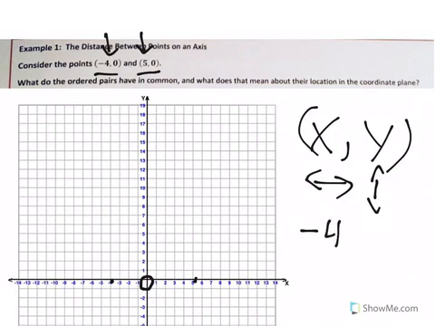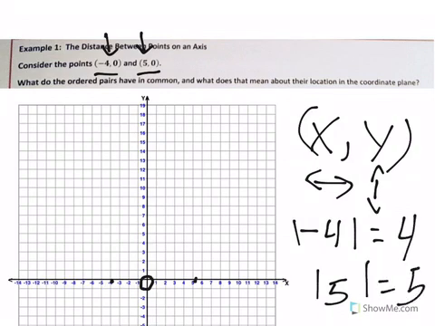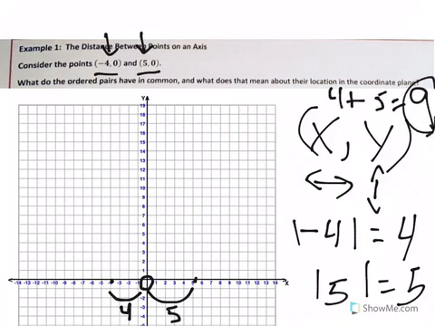So -4 and 5. The absolute value of -4 is 4. The absolute value of 5 is 5. -4 is 4 away from 0. 5 is 5 away from 0. So in this case, we're going to add them together, 4 plus 5, to see that the distance between the two is 9 units. And the reason we use absolute value is because they are on both sides of the coordinate plane, and we're basically just adding from here to here.